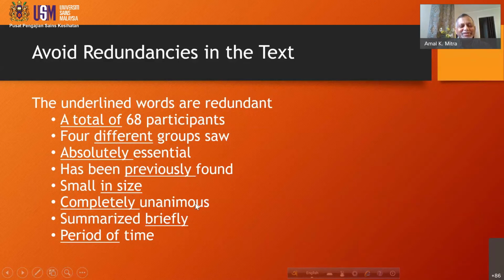Completely anonymous. When it's anonymous, it's always anonymous. It's not complete or partial. Summarize briefly. When it's summarized, it definitely is brief. Period of time, just say time.